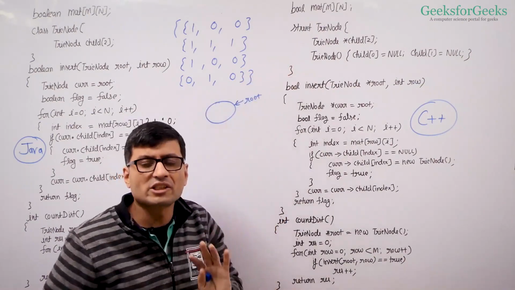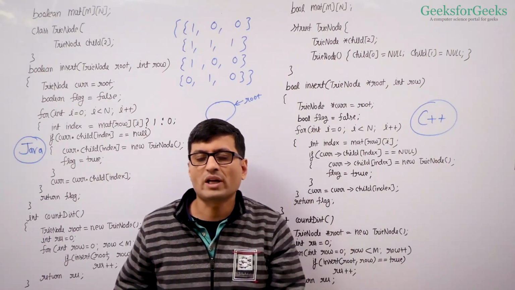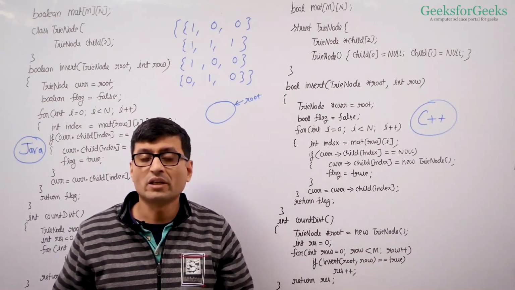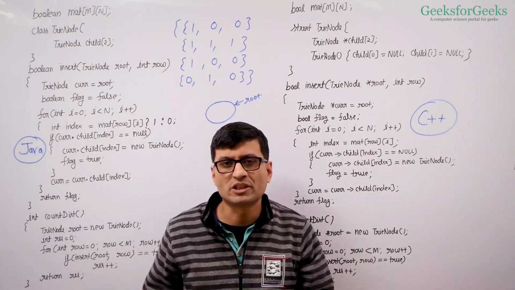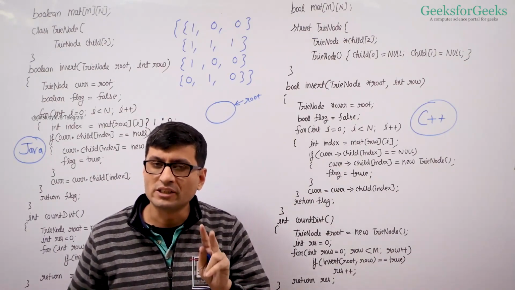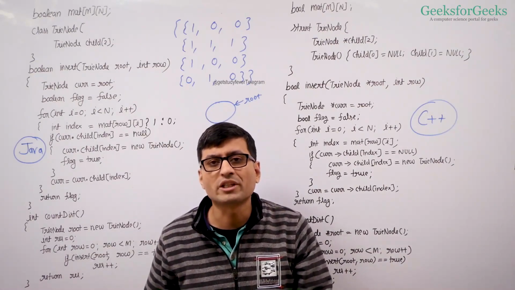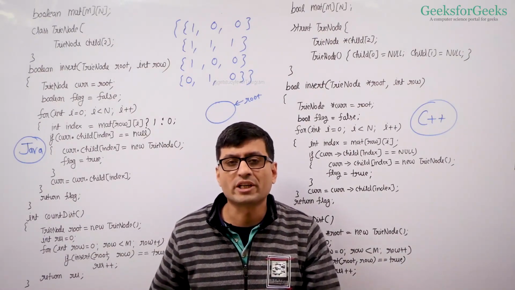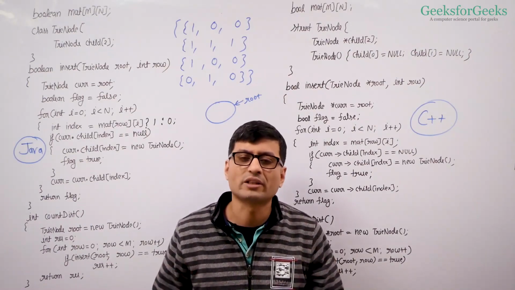And inside this insert function, what we do is we try to insert this row as a word in the trie if it does not exist already. And this insert function does 2 things. If it does not exist already, then it inserts it and returns true. And if it exists already, then it returns false to indicate that it did not insert anything and this row was already present in the trie.